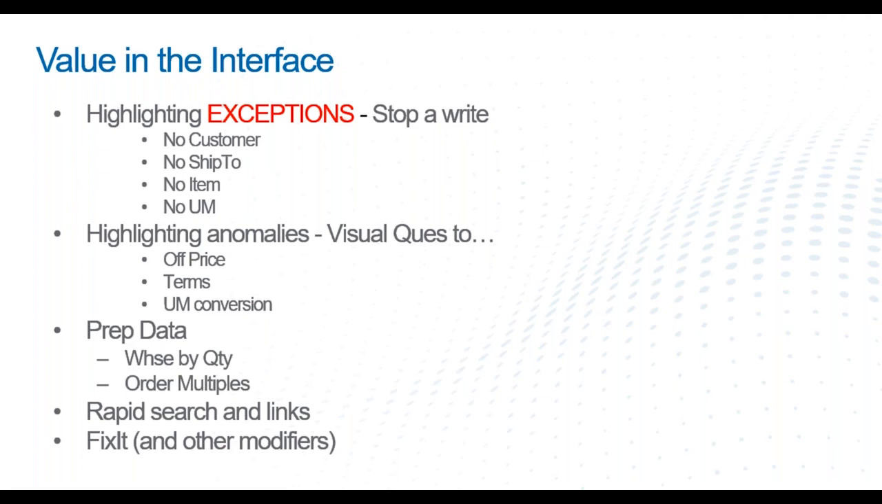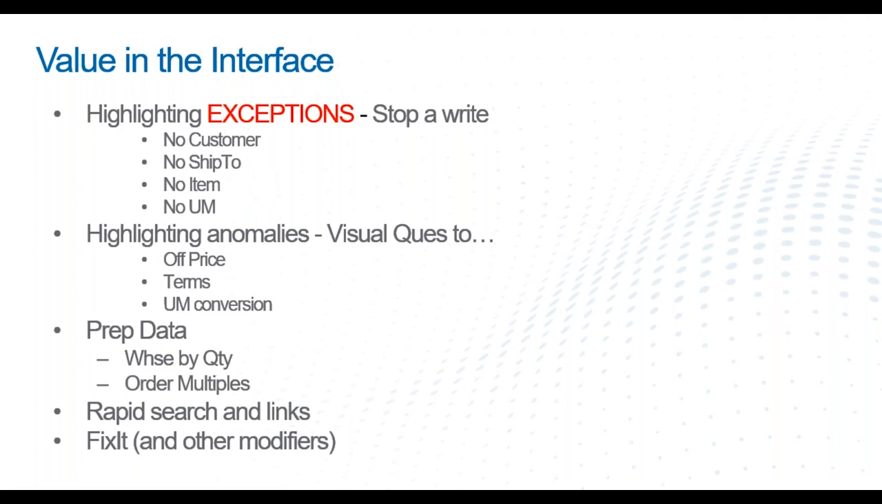So a few different ways we do that. One is we highlight exceptions, and those show up in red, and those do not go into CloudSuite at all. It stops the write. Examples would be you don't have the customer set up, you don't have the ship to set up, you don't have the item in your item master, or there's no unit of measure. We have some things that I'm going to show you later that even if these aren't there, we can automatically create them for you.